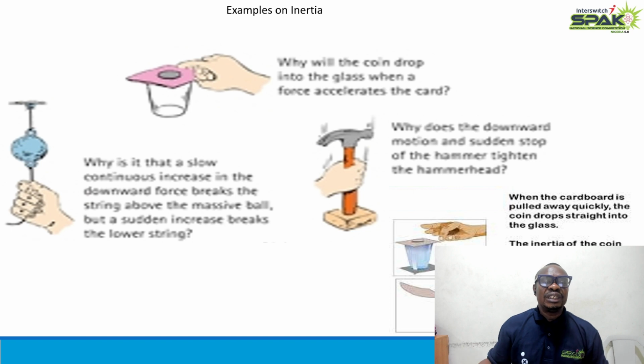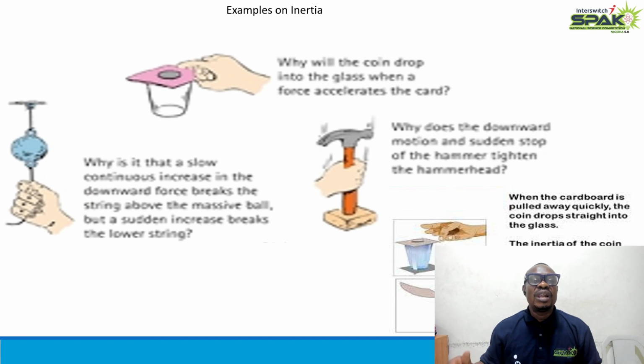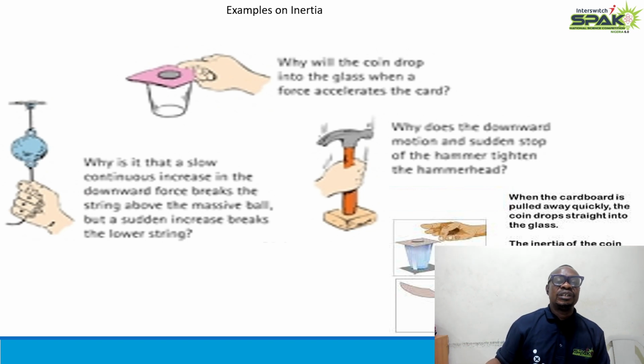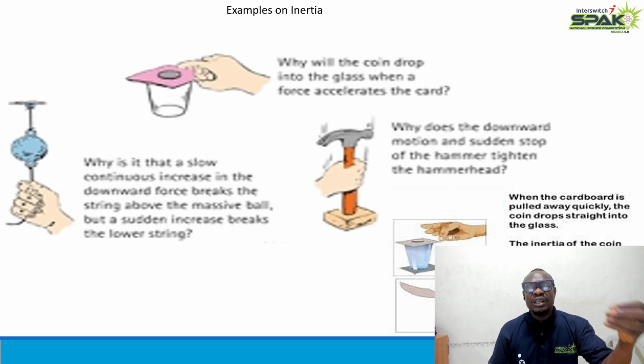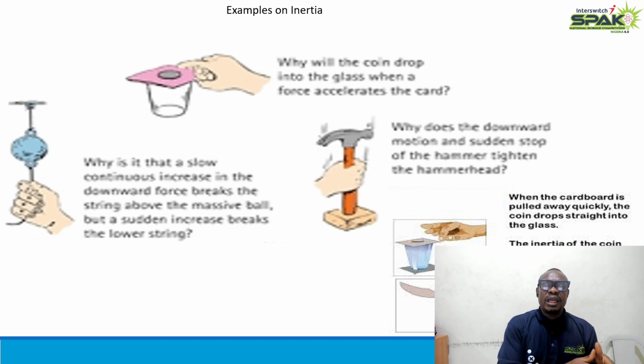But then, what is inertia? Inertia is the tendency of a body to remain in a state of rest or of uniform motion in a straight line unless a net external force acts on it. Inertia is inherent to a body. It is a property of matter, and mass is a measure of the inertia of a body, meaning that if an object is more massive, it will have a greater inertia.